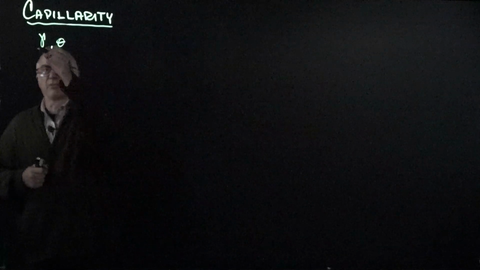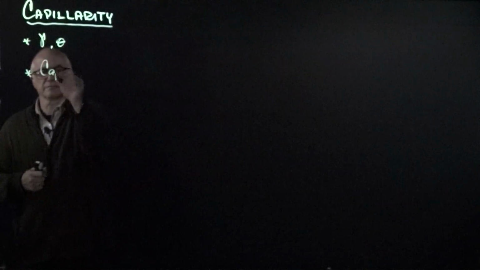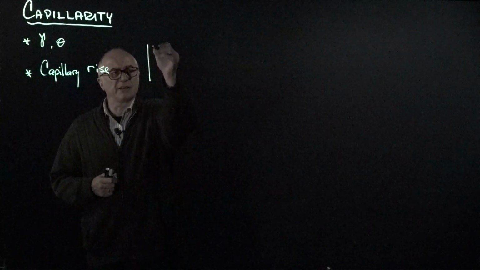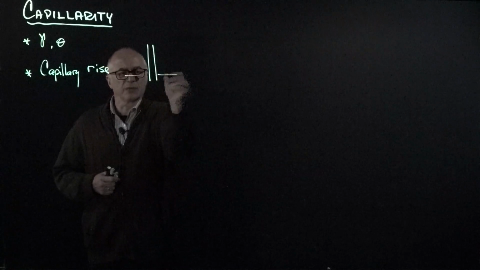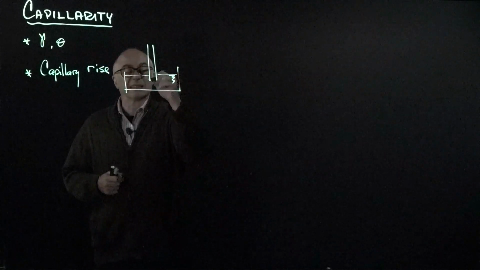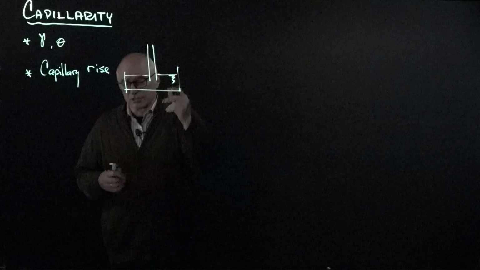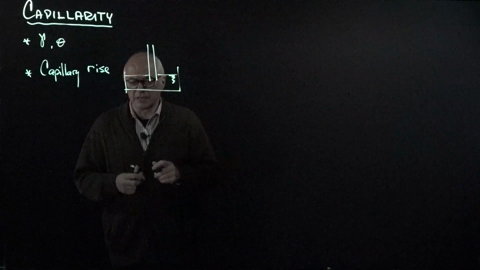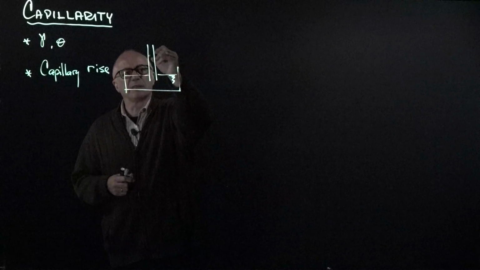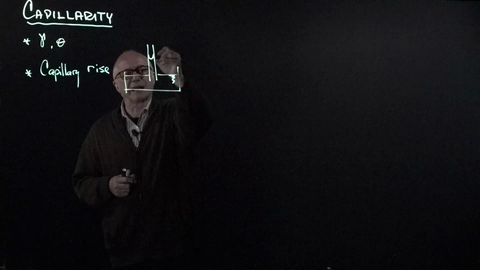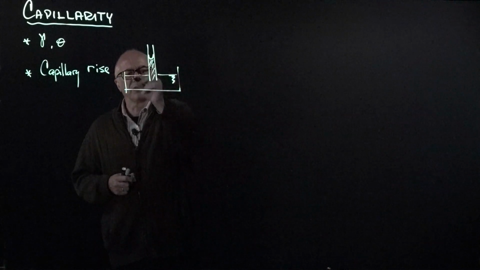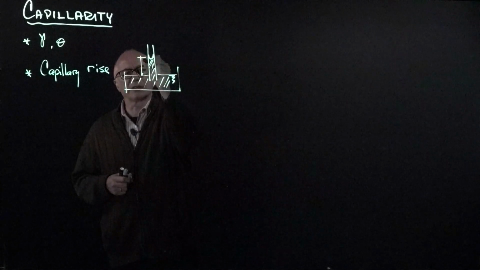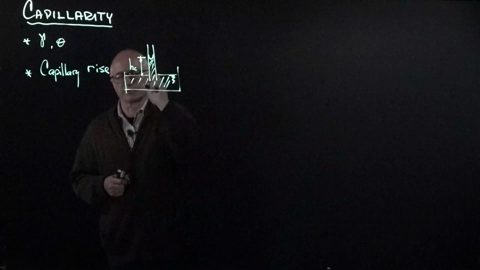For example, the first one is capillary rise. Consider a capillary tube and a water bath. If the capillary tube is glass and is very clean, it tends to be water wet. In other words, the meniscus tends to form like that, and all this becomes water. And this is what we're going to call the capillary rise, HC.